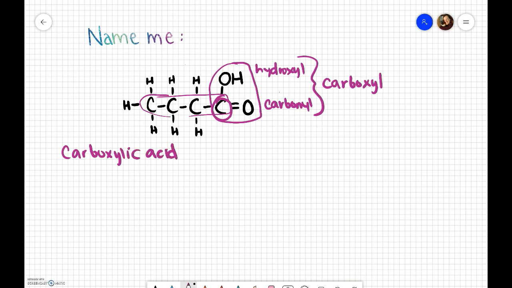And so I just need to count how many carbons I have. So this is my carbon 1, because I always start counting from where that double bond O, OH is. 2, 3, and 4. 4 I know is but. And then I put it all together. I know that carboxylic acids, the end of their name, are oic acid. So I have butanoic acid.